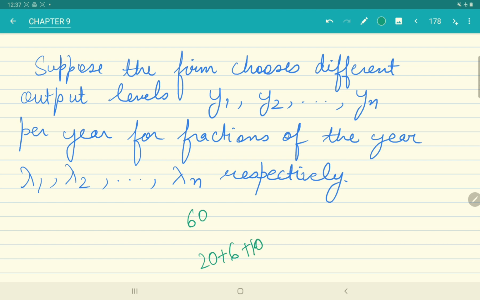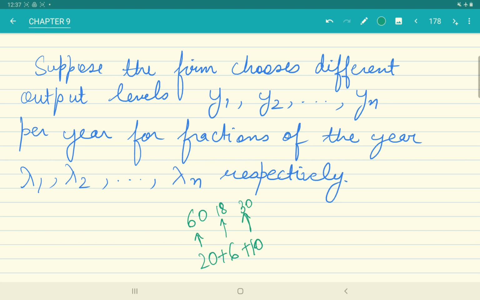So in that sense, I'm saying that the firm chooses different output levels per year. So here the output level per year is 30. Sorry, here it is 60. Here it is 18 and here it is 30. So the firm chooses different output levels y1, y2 till yn per year for fractions of the year lambda 1, lambda 2 till lambda n respectively.